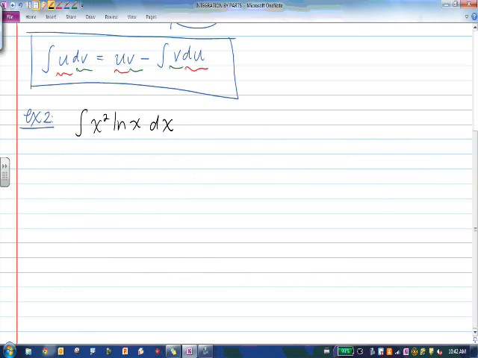One of the things we need to start thinking about is how do you choose your u wisely? So here's a situation where maybe it's not clear whether it's the x squared or the natural log of x that we should choose for u.